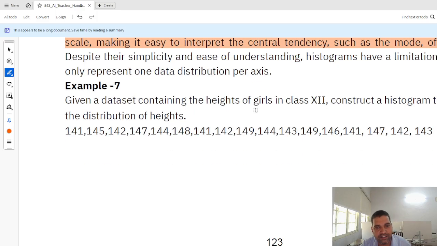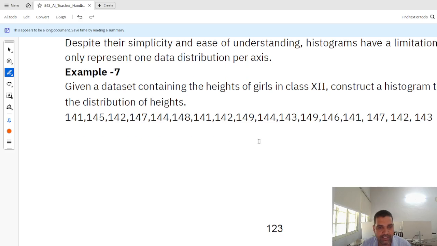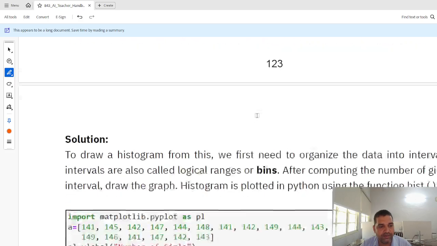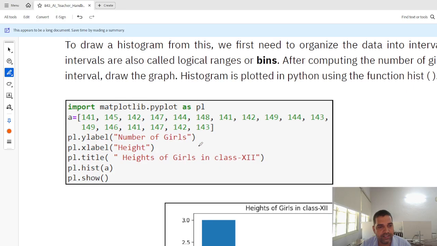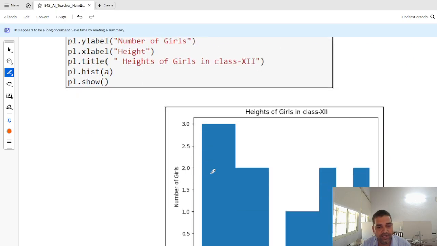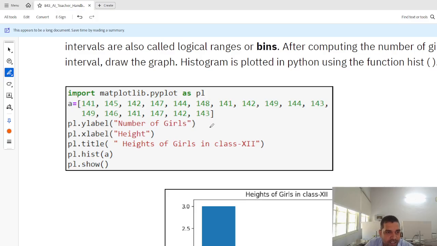Here is the given data set containing the heights of the girls in class 12. Construct a histogram to visualize the distribution of height. When you draw the histogram for this, you will get something like this. See, this is the number of girls. So girls having the height 141 and 142, between 141 and 142, basically we can see how many there are. Three students.